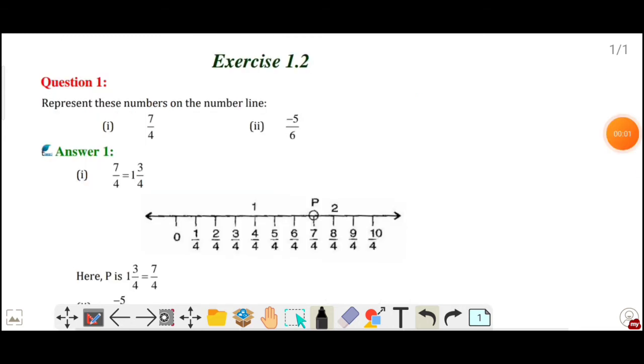Exercise number 1.1 is completed. Now we are going to start with exercise number 1.2. Question number 1. Represent these numbers on a number line. There are 2 sub questions.